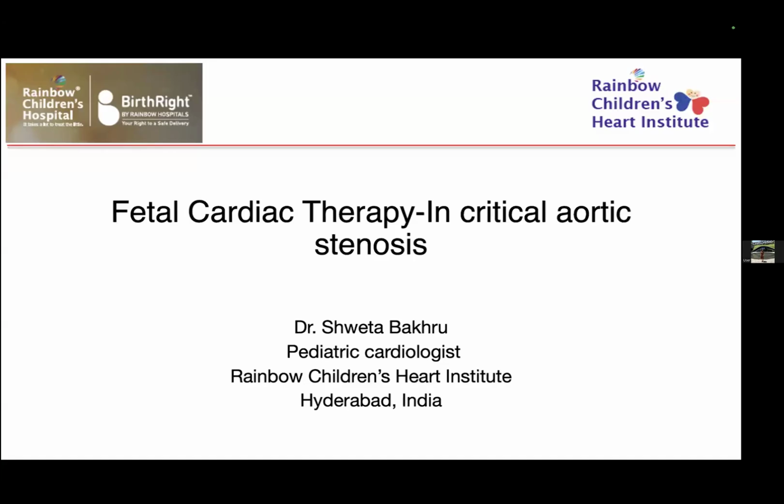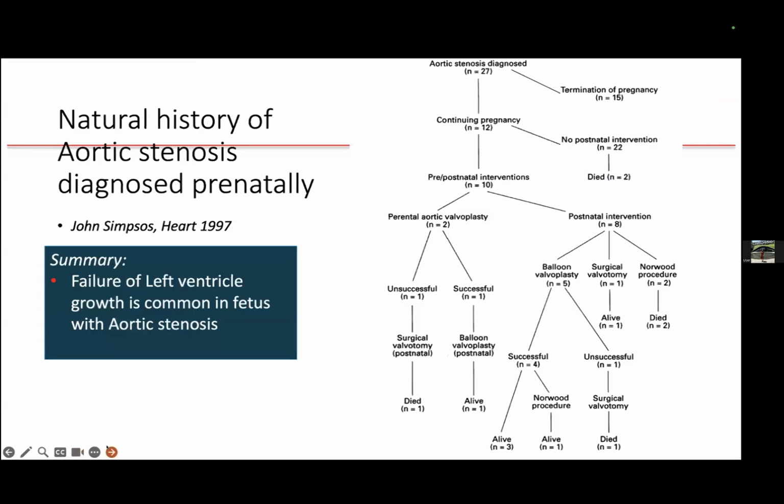And most of the imaging part has been very nicely covered by Dr. Divya, so I can directly go to the management part in case of left-sided obstructive lesions. It has been greatly emphasized how important longitudinal scans are in left-sided obstructive lesions. So a little bit about what actually changes in aortic stenosis. This is what we need to understand, and then only the importance of fetal cardiac interventions will follow.